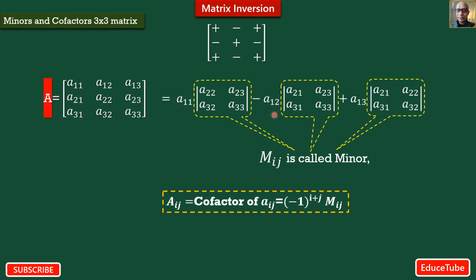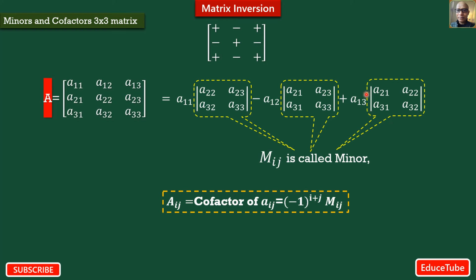Now for this A12, I value 1, J value 2. If I put 1 plus 2, it will be 3. It is an odd number, so it will be negative. That's why it is negative here.